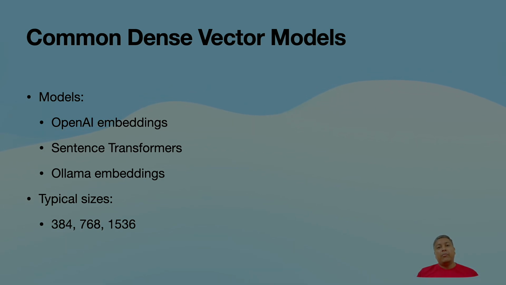There are many embedding models available today. The specific model doesn't matter for now. What matters is consistency. The same model must be used for indexing and querying, and vector dimensions must match.